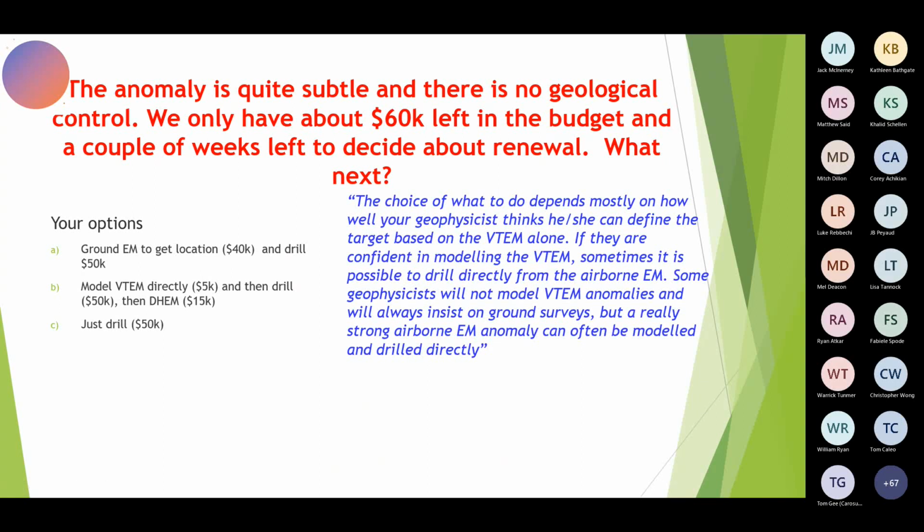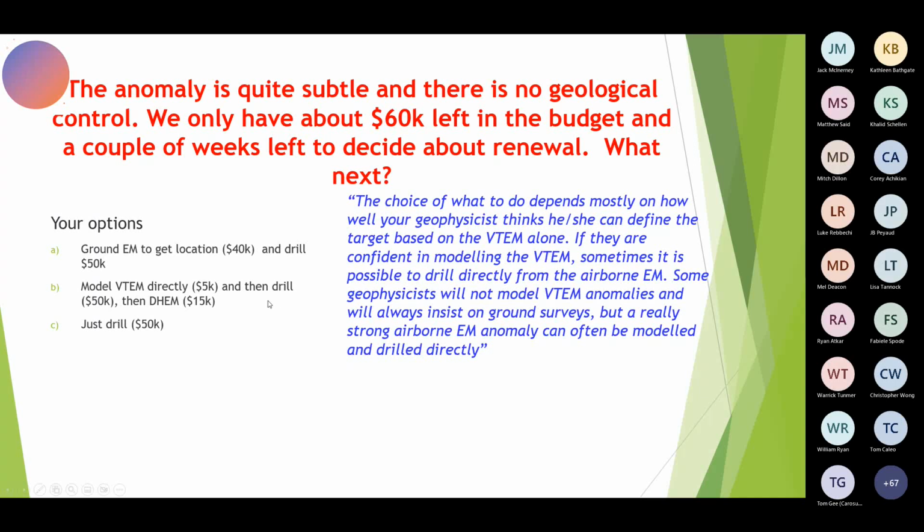Each of these is a definite option, all good options on the table. The problem with ground EM is it's going to cost money. Modelling the VTEM directly is also possible, but maybe the anomaly is not strong enough. If you're going to model VTEM directly, your geophysicist should say this anomaly can or can't be modelled. Some geophysicists will just always do a ground EM survey. It could be the world's strongest anomaly where we can tell exactly where it is from the airborne EM, and yet they'll do a ground EM survey, and I'm not sure why, if it's a make-work thing or a risk reduction thing, I don't know. But sometimes you can just drill directly from the airborne EM. What did we get for that one?